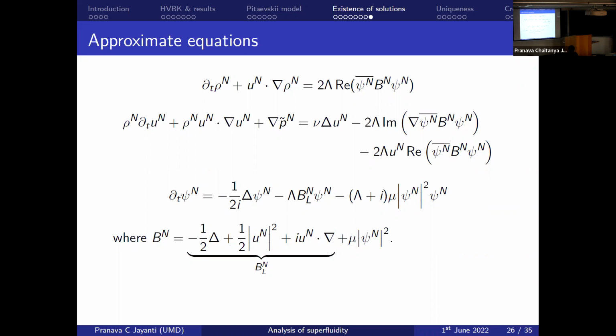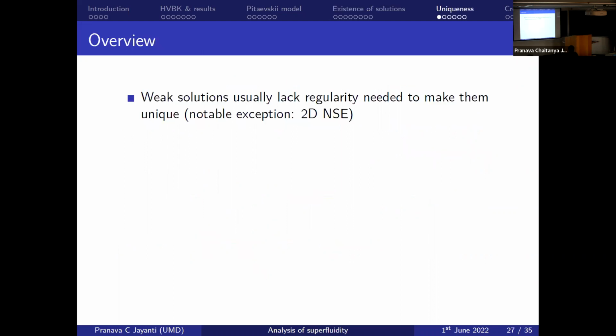Okay. But now that we've constructed solutions, the next question is, are they unique? Can we say anything about the uniqueness? Now, weak solutions generally don't have enough regularity for us to do the uniqueness calculations. So we usually cannot say anything about their uniqueness. And in some cases, uniqueness has even been shown to spectacularly fail. An exception is the 2D Navier-Stokes, which has global in time unique weak solutions.